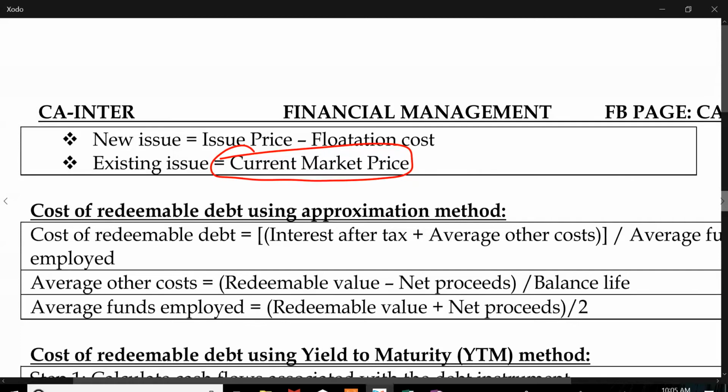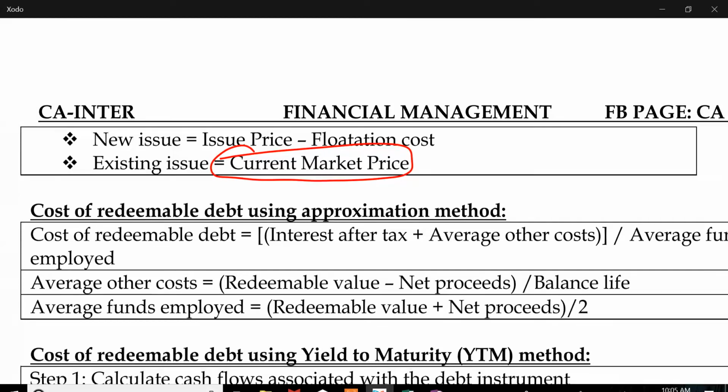The logic is that if I make an issue today, that is if I go ahead and say that I am going to issue debentures, what I will collect is the current market price, because that is what people are paying. Current market price is basically what people want to pay for my shares or debentures. Clear? Any doubts on this?